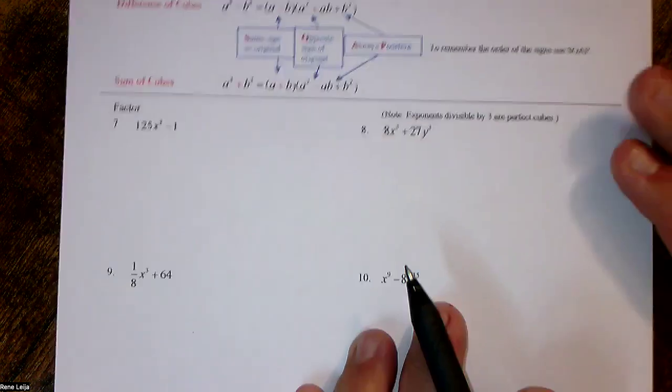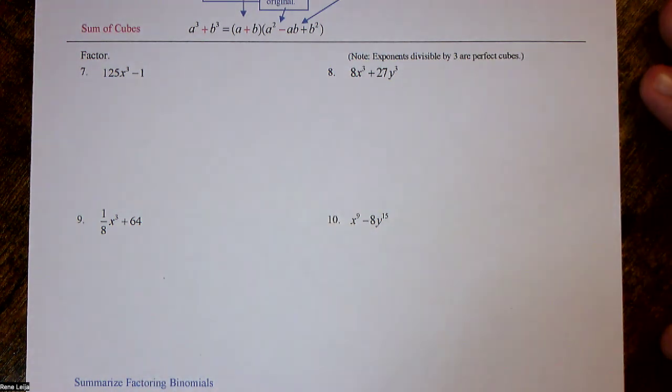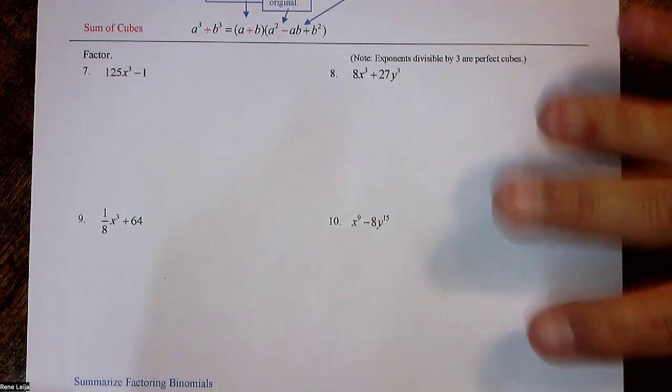So the first thing that I want to look for is I want to know, are these perfect cubes? So I'm looking for sets of three. So what times what would get me 125? Well, that would be 5. 5 times 5 is 25 times another 5 is 125. X cubed is a perfect cube. X times X times X. 1 is a perfect cube. 1 times 1 times 1. So we're good.